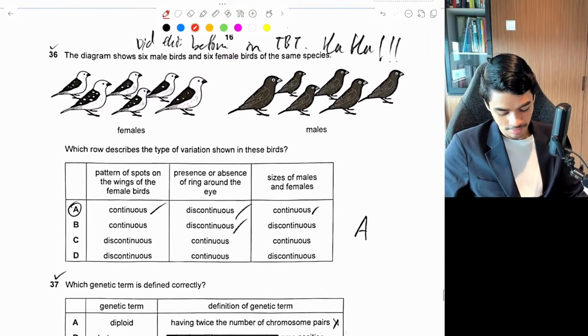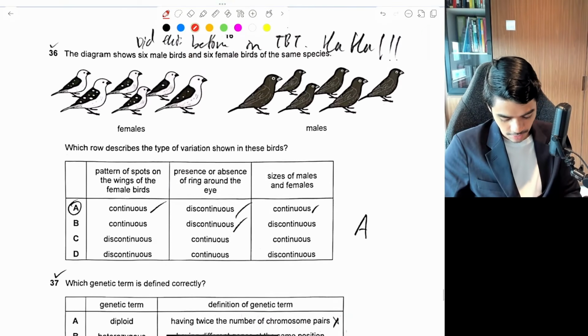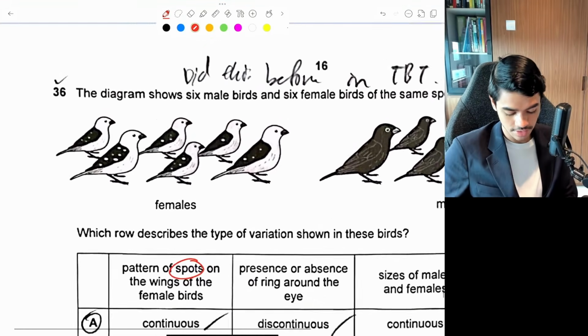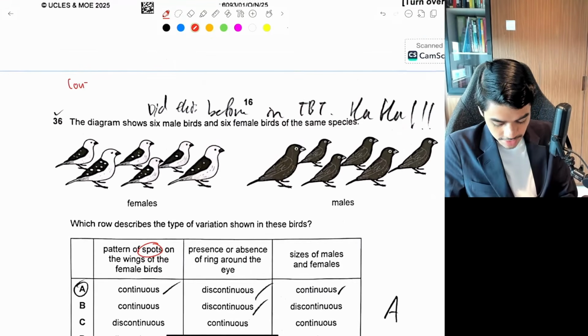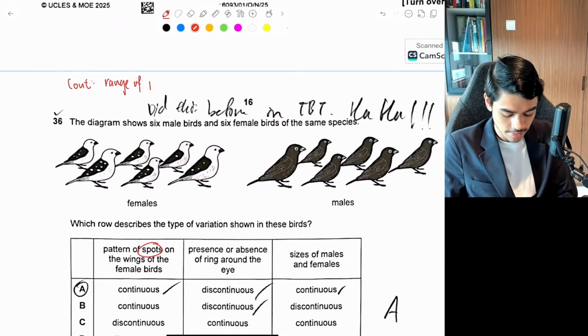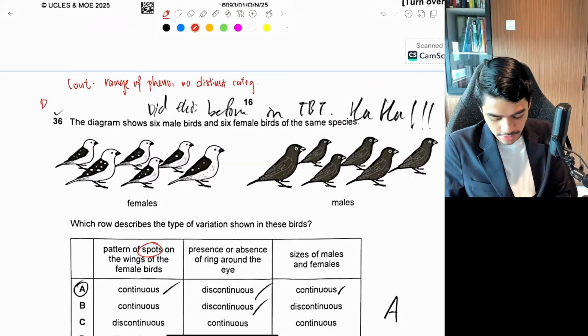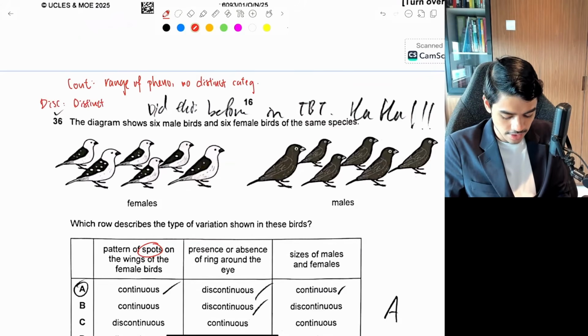So describe the variation in these birds. Pattern of spots. We look at the spots. Does it fit into continuous or discontinuous? Now, what is the difference? Continuous means a wide range of phenotypes with many intermediates and no distinct categories. Discontinuous variation, you can see few and distinct categories.